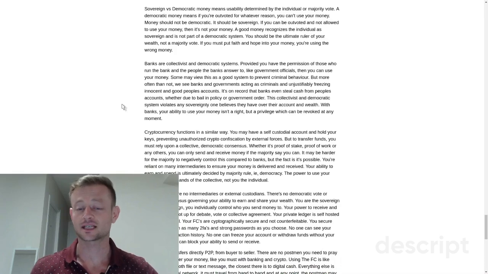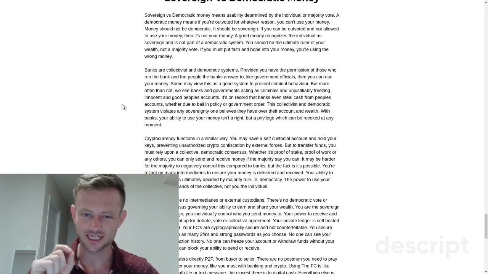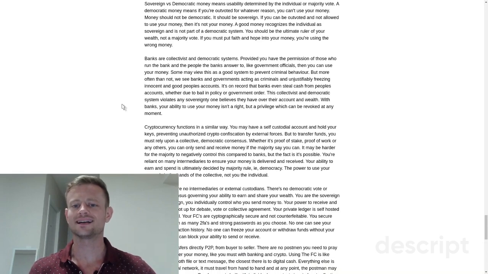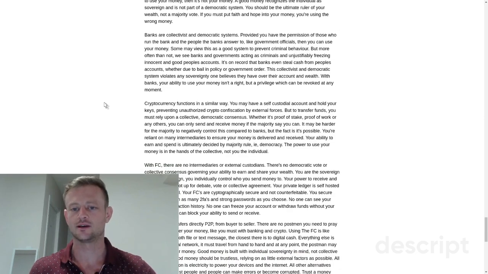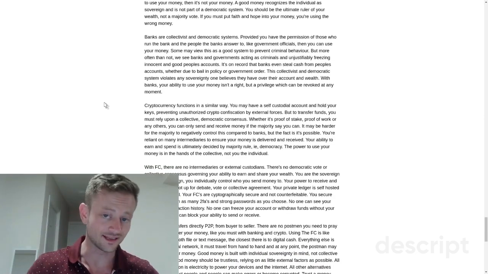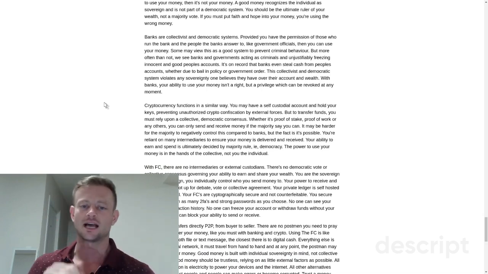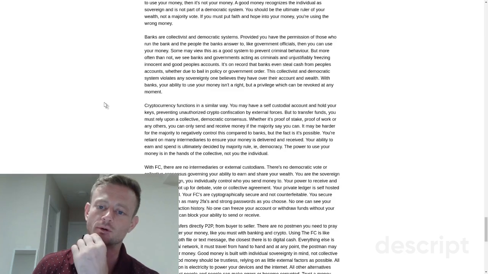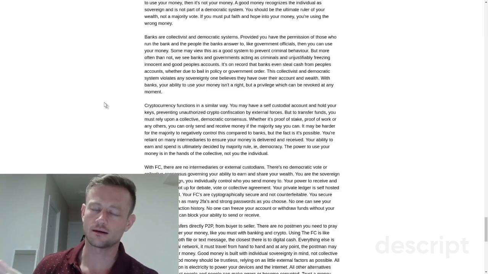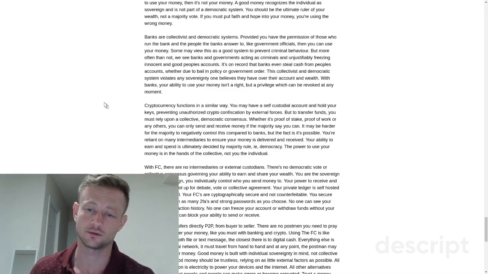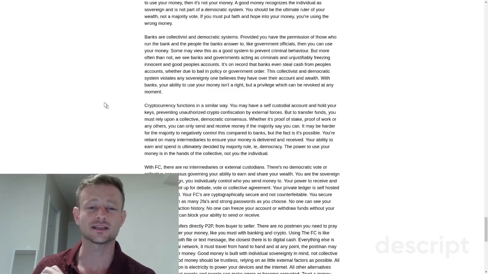Banks are collectivist and democratic systems. Provided you have the permission of those who run the bank and the people the banks answer to, like government officials, then you can use your money. And some people view this as a good system to prevent criminal behaviour, but more often than not, we see the banks and governments acting as criminals themselves and unjustifiably freezing innocent and good people's accounts. This may have even happened to you. How many other people have you heard this happening to?